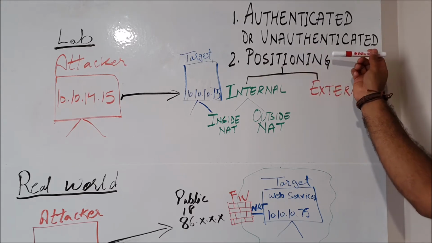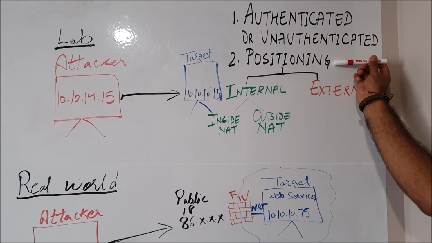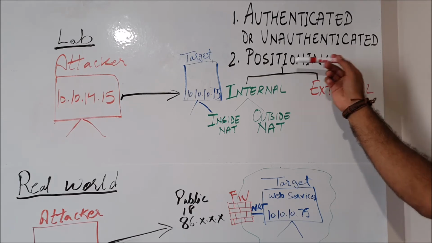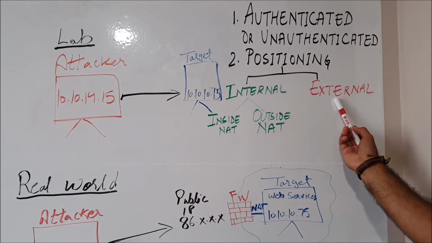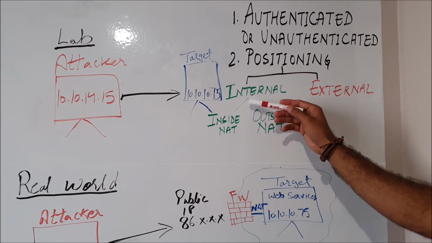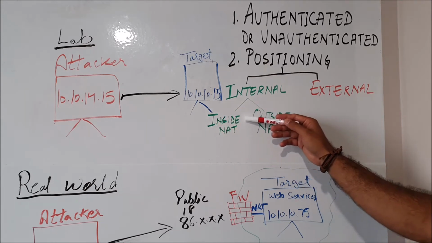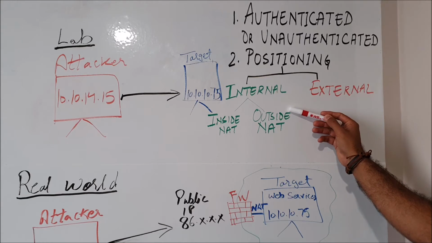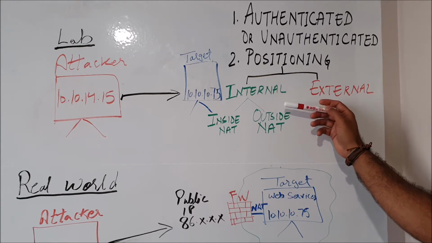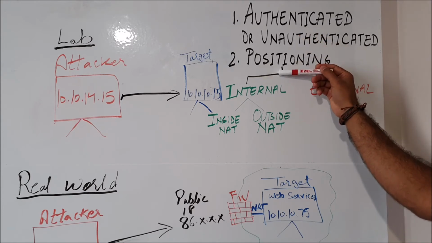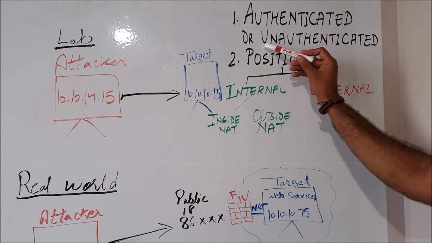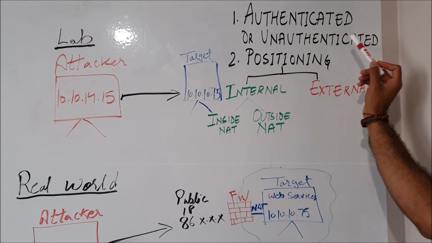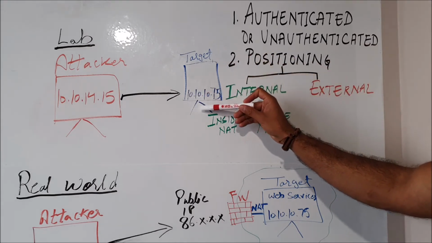Another important thing to consider is the positioning of the scan. Where exactly is the scanner? Is it internal or external? If it's internal, is it inside the NAT environment or outside the NAT environment of the target? So if your scan results are coming up clean, then it's worth looking into these two areas. In our lab, we are using an unauthenticated scan because I've got very limited information about the target machine.